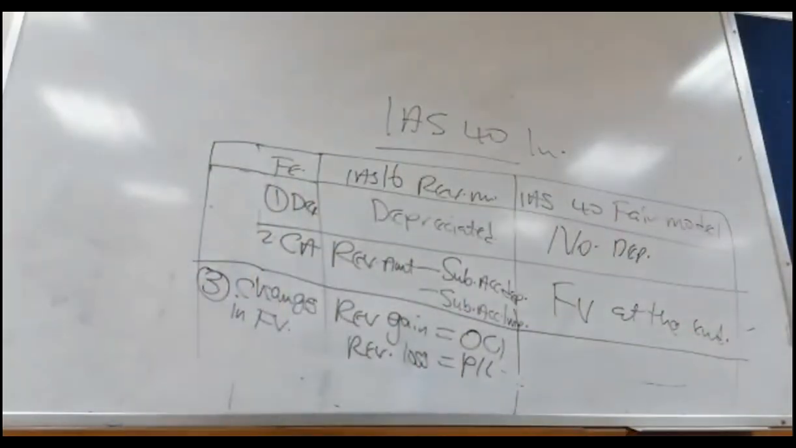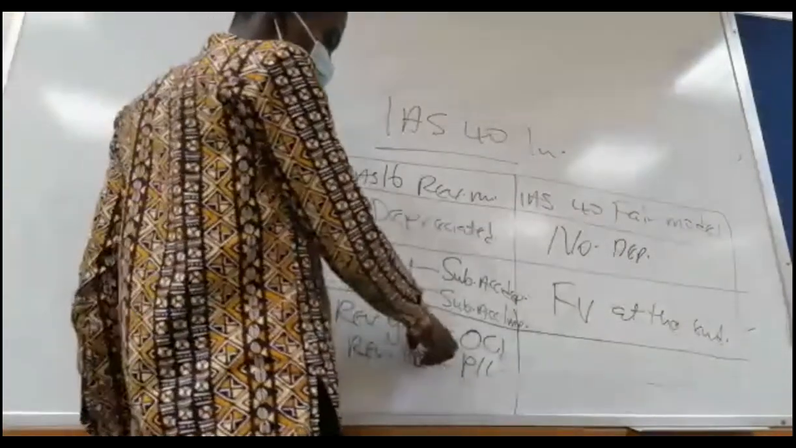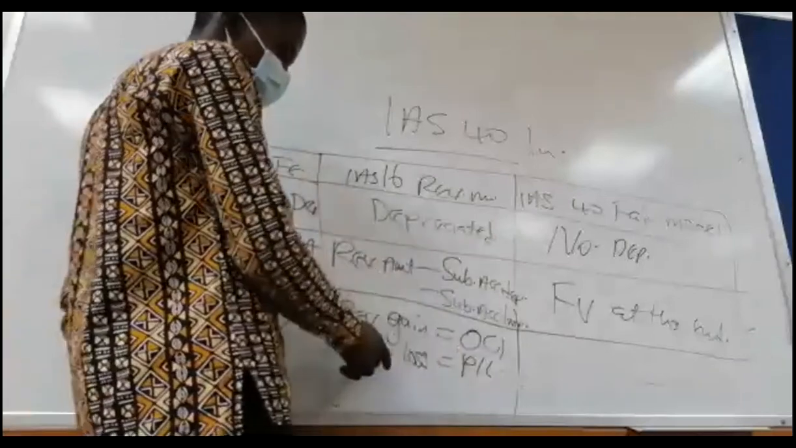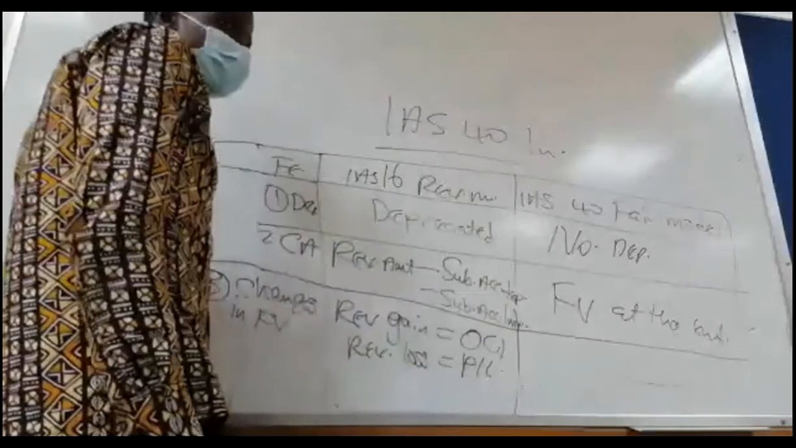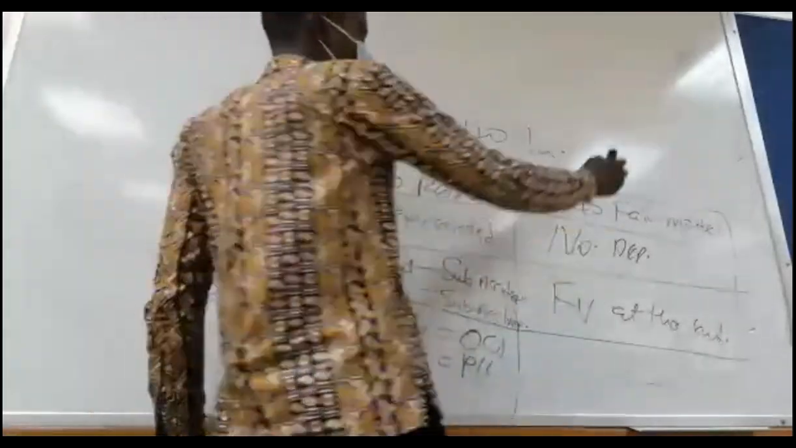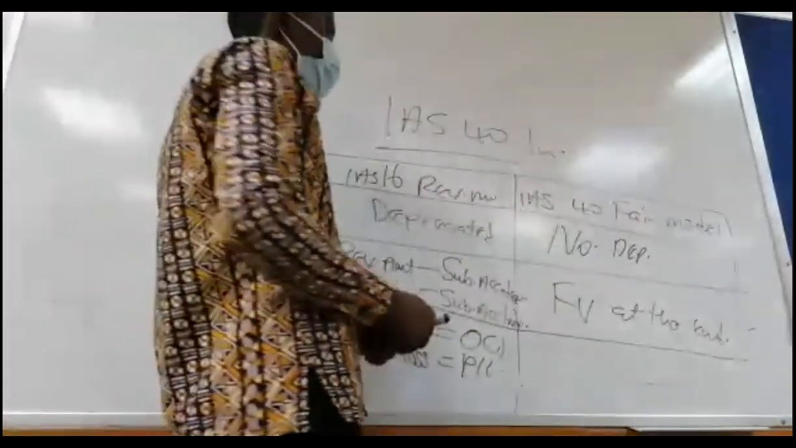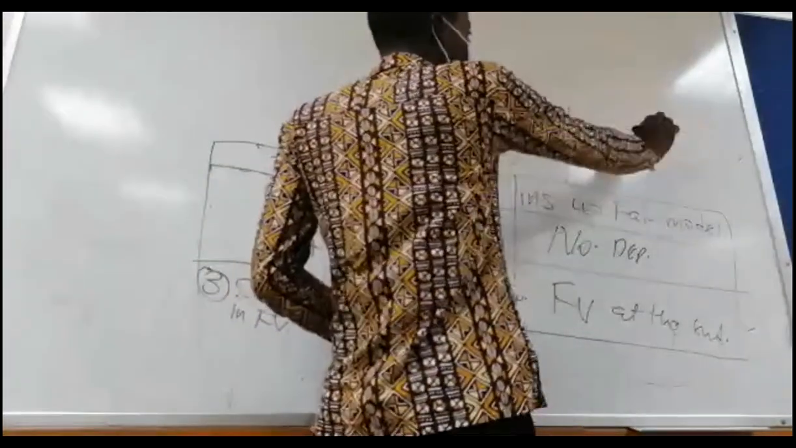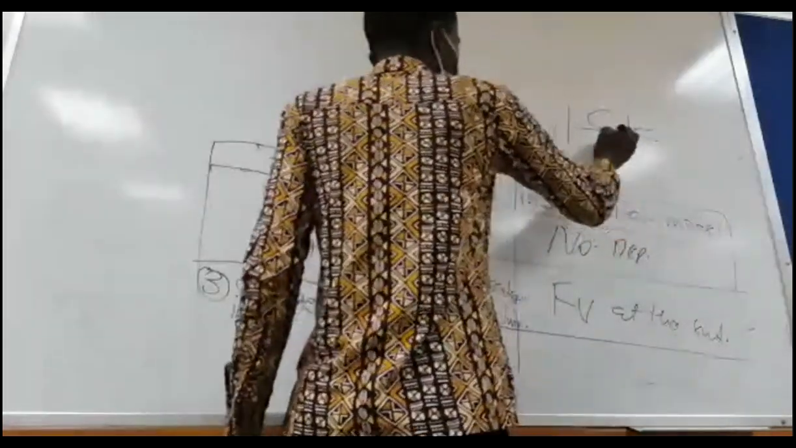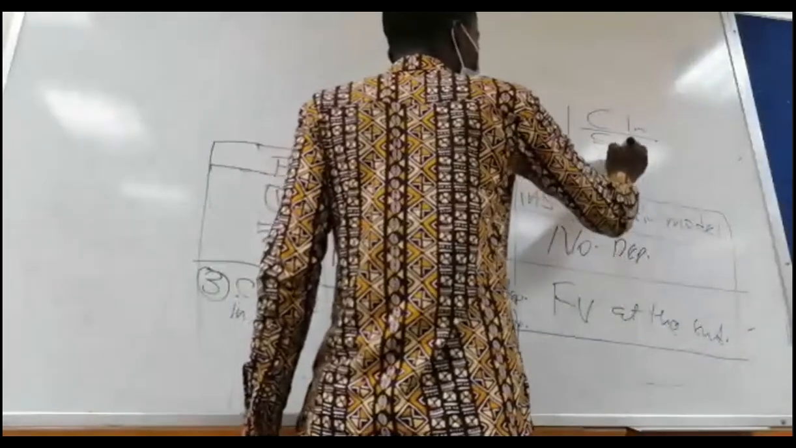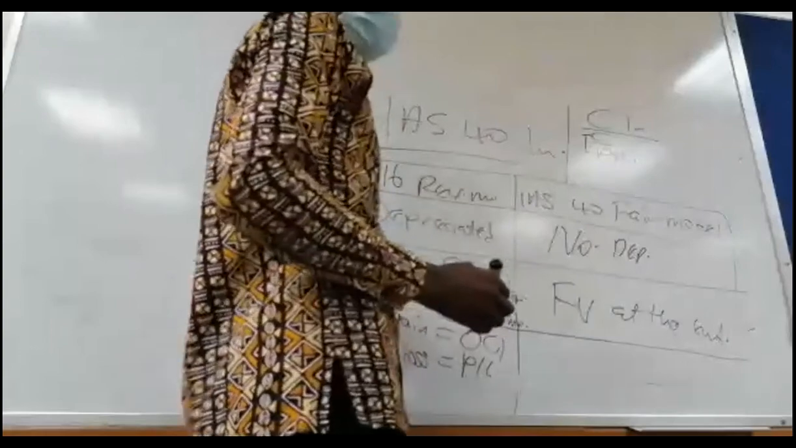And then, if it's revaluation gain, that is the OCI. If it's revaluation loss, it goes to P&L. Please, let's take this one a bit carefully. In the comprehensive income, the profit and loss runs from sales revenue up to profit after tax. That's the P&L.